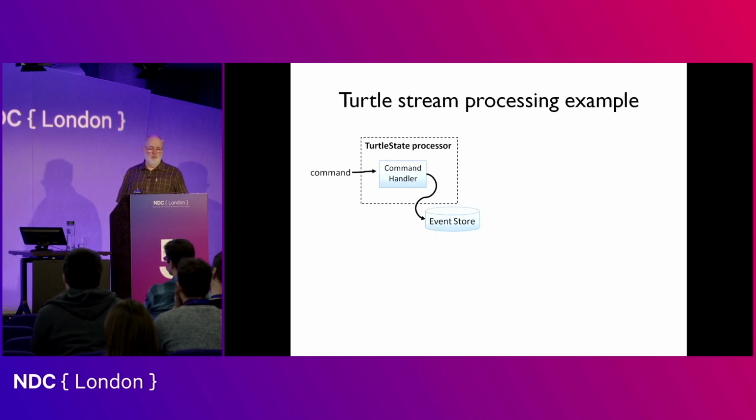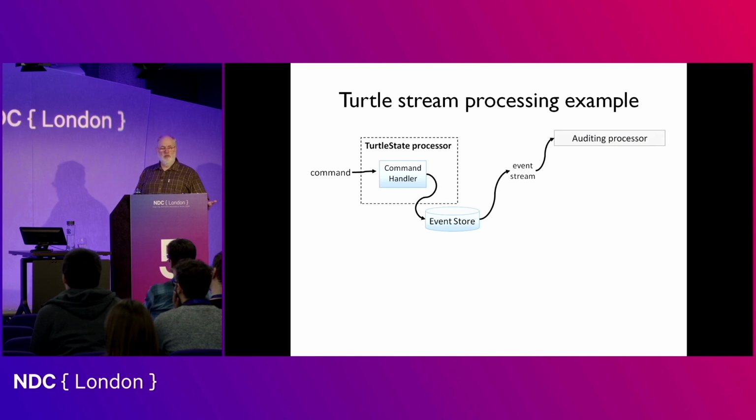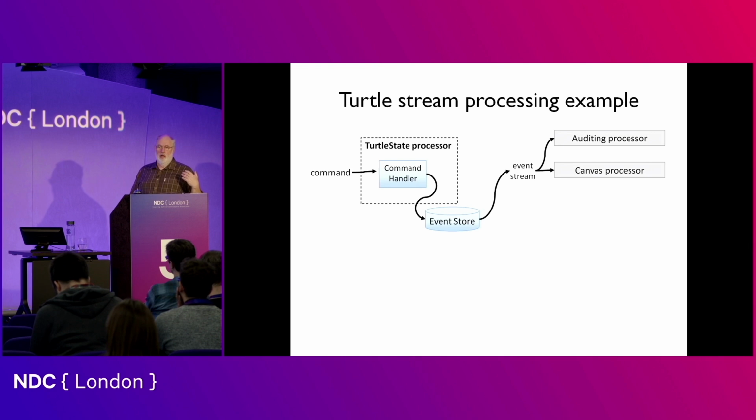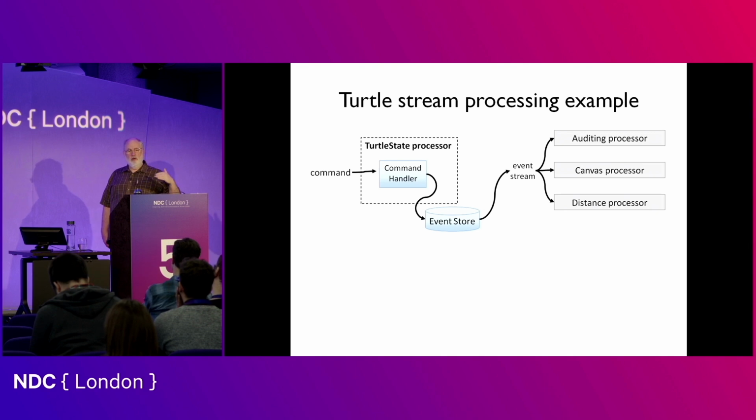So let's look at the turtle example. I send a command, and it writes to the event store, but I'm not actually going to move the turtle. I'm just going to record the event. And then what I can do is have downstream processors that work on those events in different ways. For example, I have an auditing processor, and all it does is log the fact that that turtle event happened. So that's my audit trail.